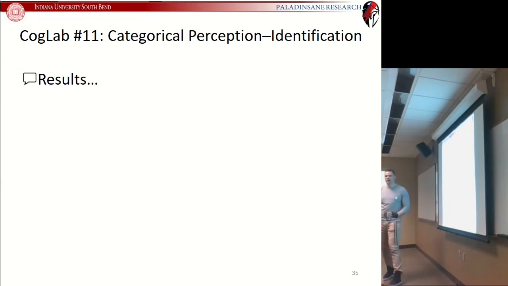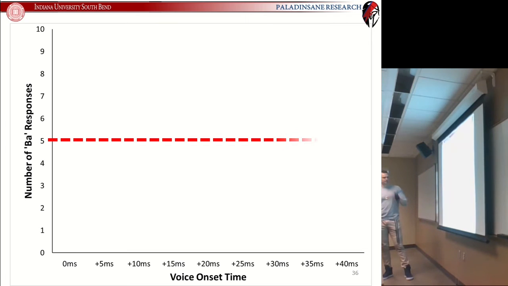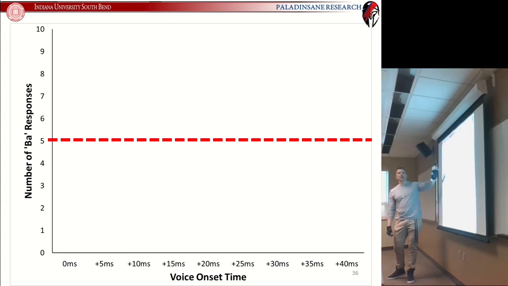All right, so let's take a look at these results. What did we find? Here we have the number of ba responses, so the number of instances of this sound that you said was ba. You had 10 trials for each of these, I think. You might have had 11. You had 11 trials for each of these voice onset times. So 11 times you heard the auditory signal with zero second voice onset time. 11 times you heard the voice onset time at plus 5. 11 times at plus 10. And right there, sorry, it was 10 times. Right there, we have chance occurrences.